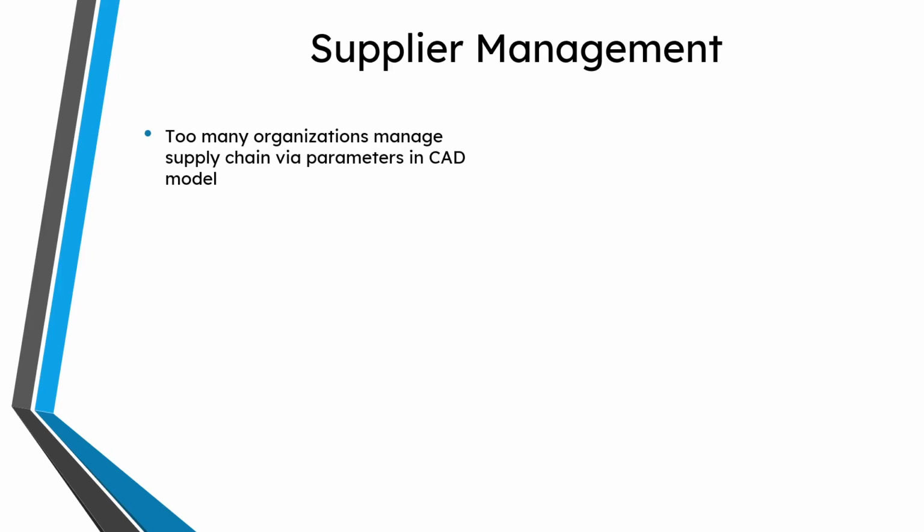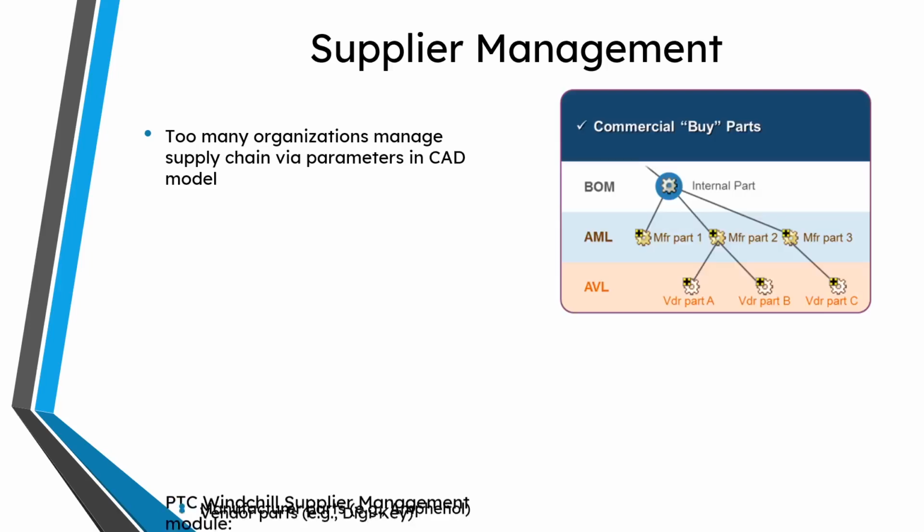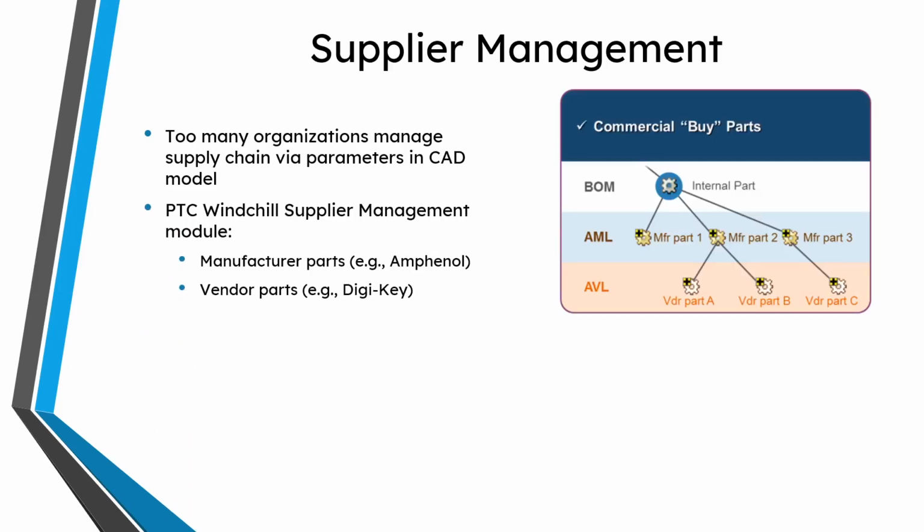And one of the problems with managing those with parameters inside of a CAD model is that they can only have a single value, whereas a lot of times you have components that you could source from a number of different suppliers. Think about fasteners or think about connectors. You can get them from many different places. And so that's why we have a module inside of Windchill called Supplier Management, or people call it SUMA for short. And with Supplier Management, that allows you to define manufacturing parts and vendor parts related to the Windchill parts that might be connected to a CAD document.